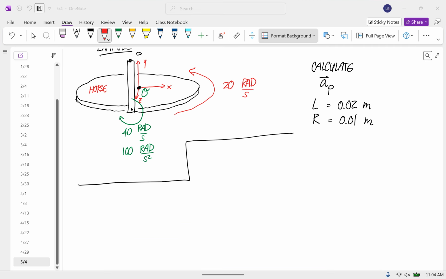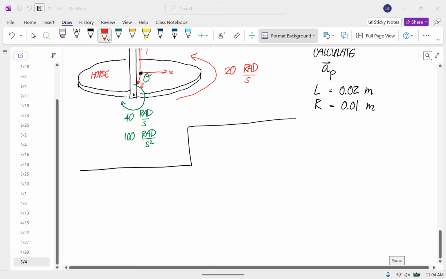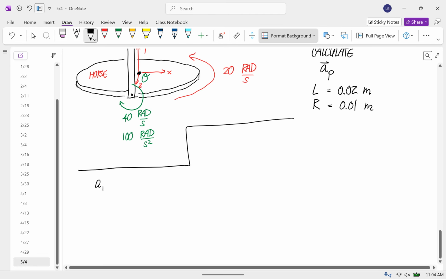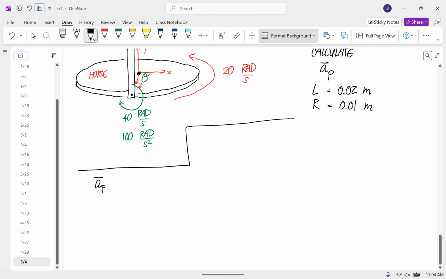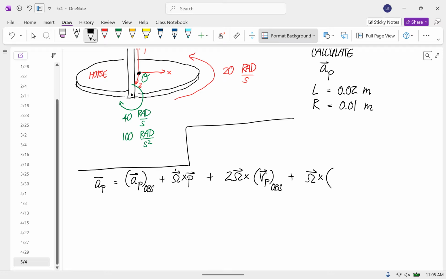And then we'll call it a day. So the acceleration of that point P is equal to the observed acceleration of P plus capital omega dot cross P plus the Coriolis acceleration, 2 times capital omega crossed with the observed velocity of P plus capital omega cross quantity capital omega cross P.